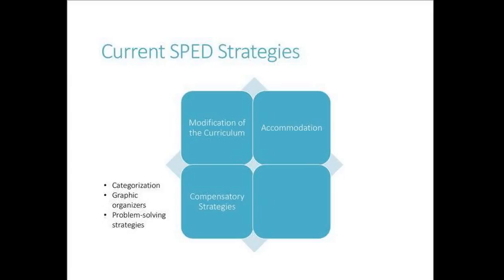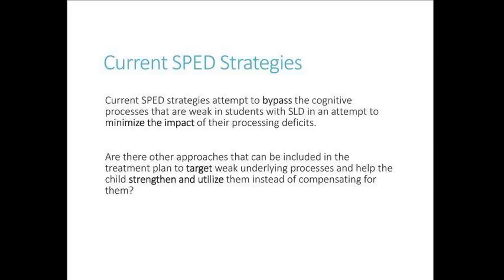So one of the things that's important to understand about these strategies is that their purpose is to bypass the cognitive processes that are weak in order to minimize the impact of those deficits on learning. So if a student has poor working memory and can't remember a set of instructions, I will eliminate the need for them to remember that list of things. Instead of saying, Johnny, take out your pencil, open the test booklet, and write your name at the top, I will say, Johnny, take your pencil out, and then I will wait for Johnny to get his pencil out. And then I will say, now open your test booklet, and I will wait for him to do that. So I'll give the instructions separately.